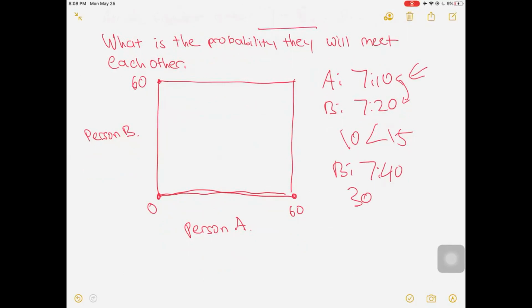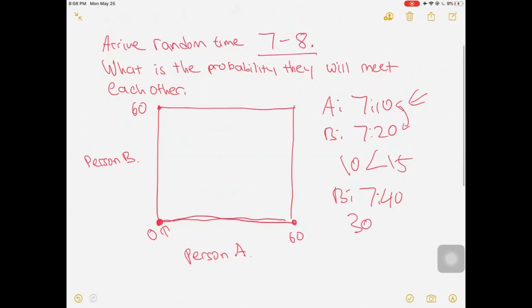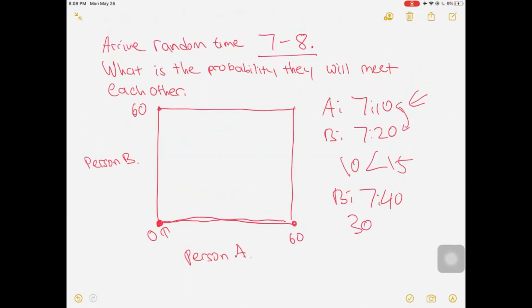Okay, so let's plot a couple points and see what happens. So let's look at person A. If we plot the point right here at the origin, that means person A arrives at exactly 7 o'clock. So what are the different ranges that person B can arrive at and still satisfy that they're going to meet each other? So person B must meet them within 15 minutes.